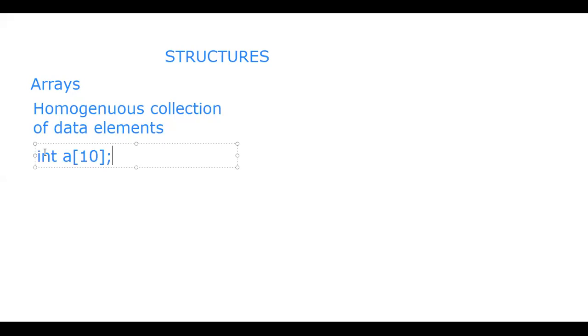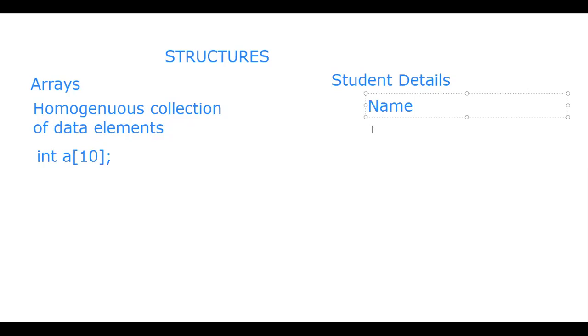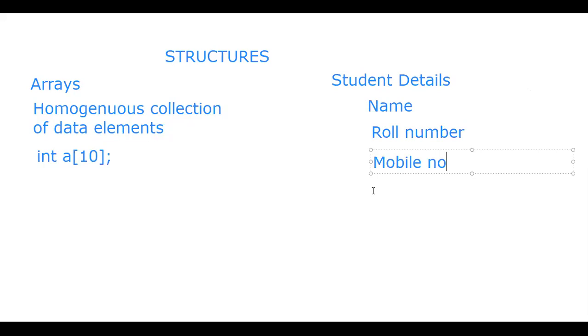So now assume we have to store a record, like say a university wants to store student details, right? Are they all of the same data type? So what are the student details? Say we want the student name, and then we want to store the student roll number, and next the mobile number, and then the address.